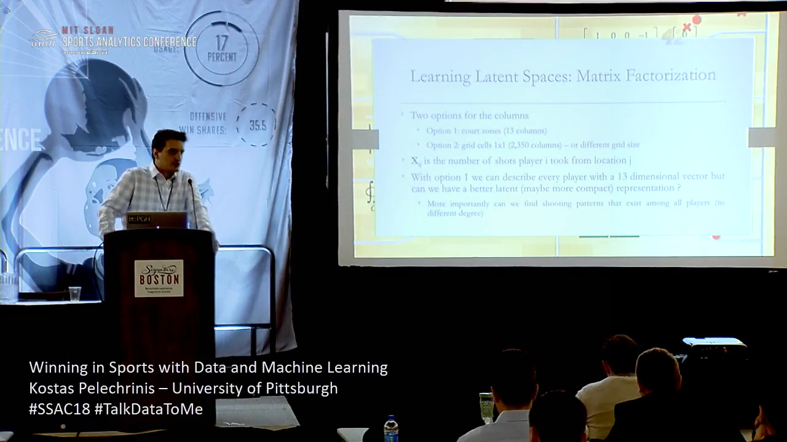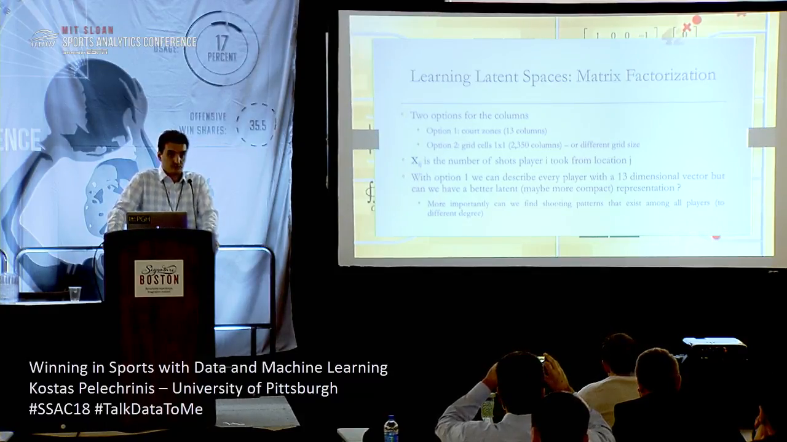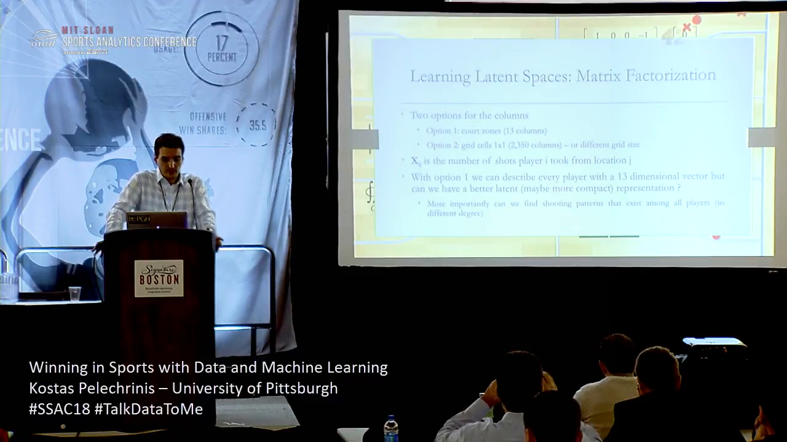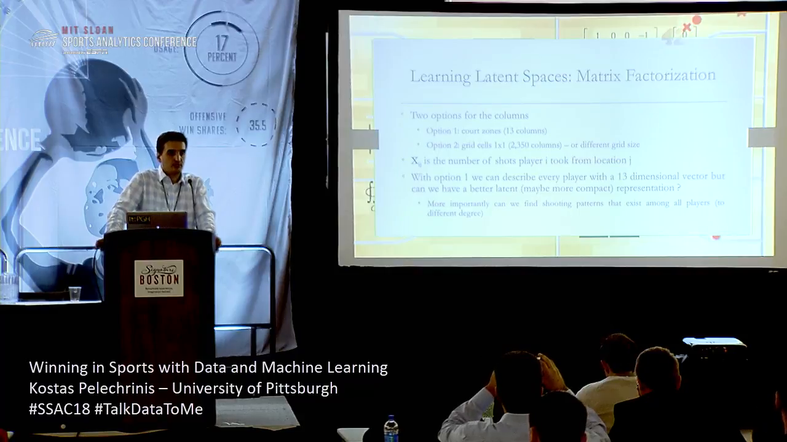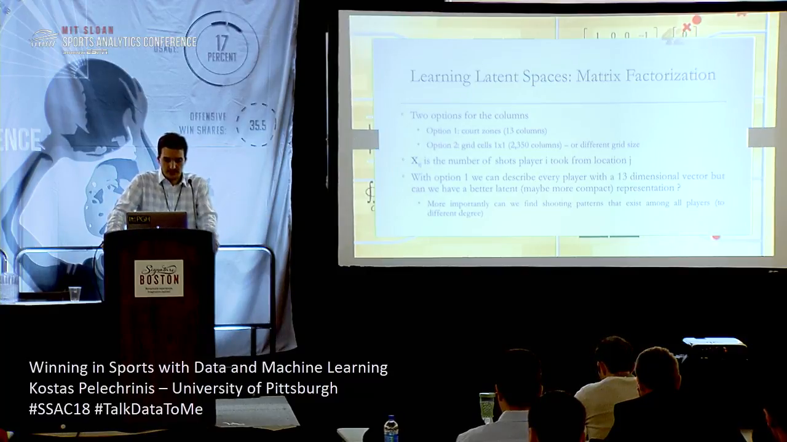So for the columns, the locations, there are two options. Option one is to use the official court zones, which will give you a much smaller dimensionality, like 13 columns. Or you can use grid cells, as I said, where if you use very fine grids like 1 by 1, you will have more than 2,000 columns. Obviously, you can tune the grid size to get fewer or more, but in general, there is some flexibility on how you pick the location granularity.